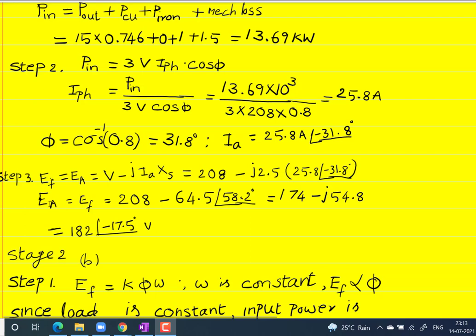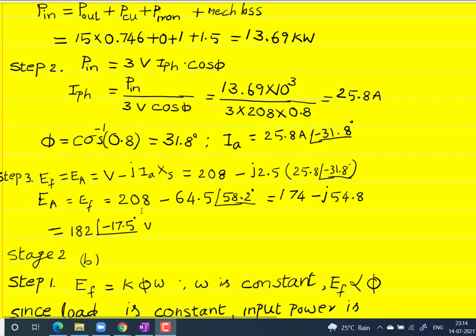So next, step 3: what is the excitation voltage, which we represent here as EA or EF, that is V minus J into IA XS. This formula comes from the equivalent circuit of the synchronous motor. So we know the applied voltage per phase, that is 208, minus J, we know XS, that is 2.5 ohms, and the IA value we know, that is 25.8 at an angle of minus 31.8 degrees.